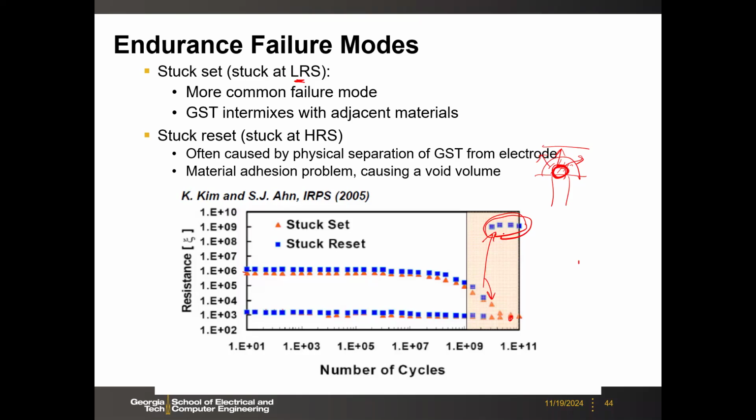So typically the endurance could be from like 10 to the power 6 to 10 to the power 9 for the phase change memory. So it's a little bit higher than the NAND flash.